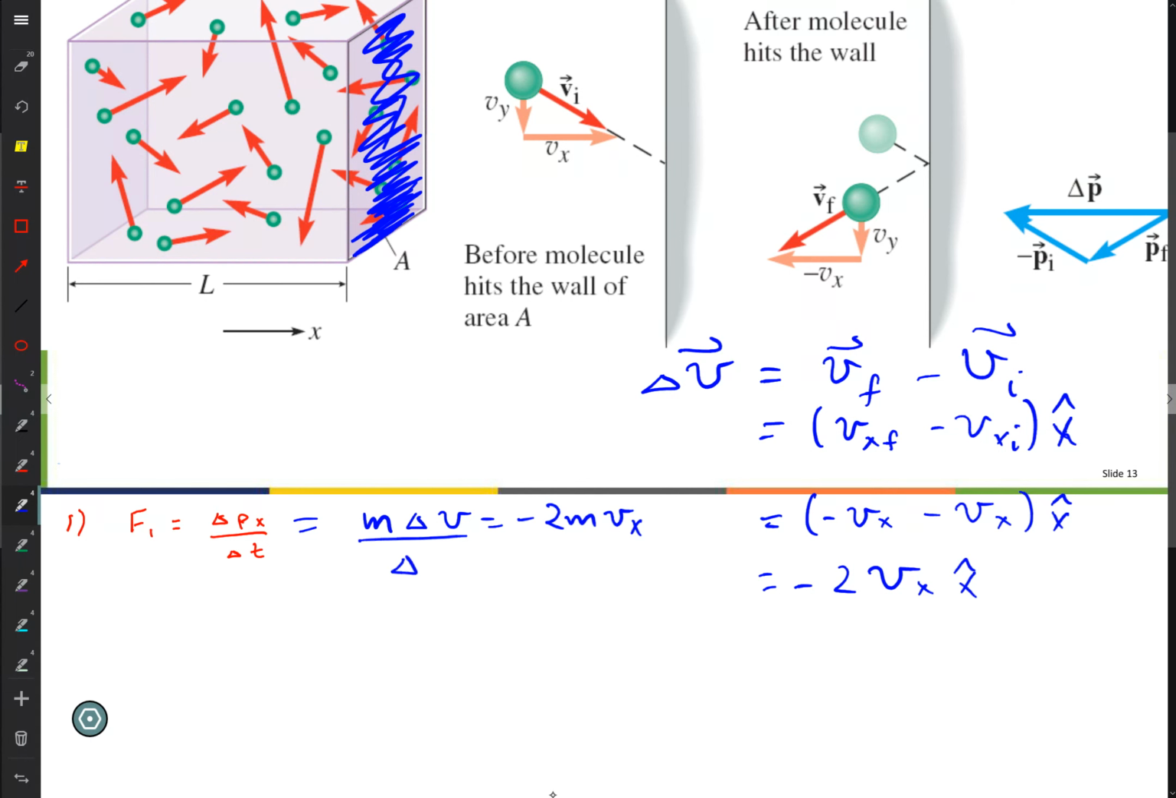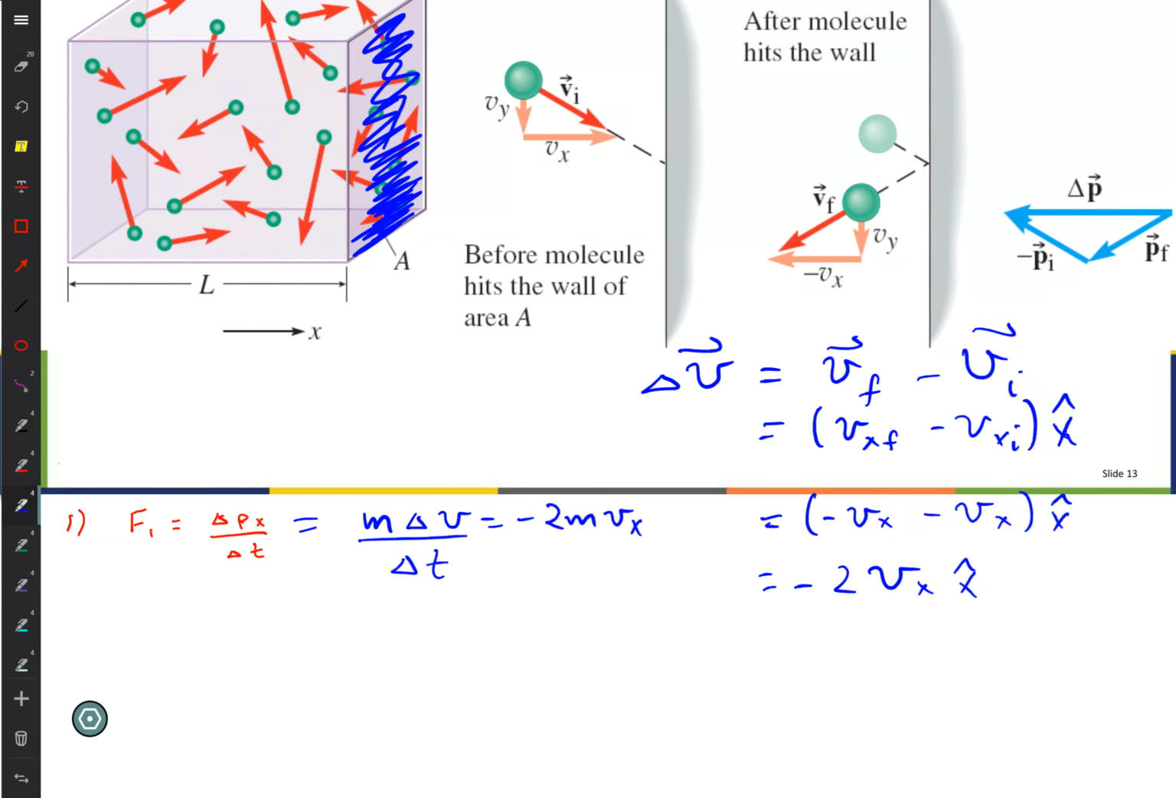Then I have to divide by the change in time. And this is where things get a little confusing. We don't know how long that molecule is going to be in contact with the wall during the collision. But we can calculate the time from one collision to the next collision with that wall. And so we're going to find the force on the wall averaged over the time that it takes for it to bounce and come back again. So we're going to basically get the average force on the wall due to that one molecule.